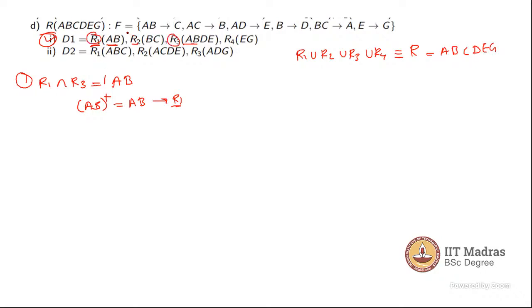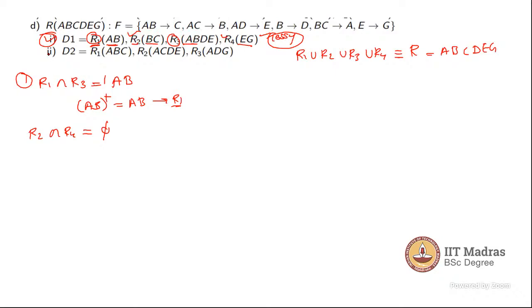Now you have to check for this remaining combination, that is R2 and R4. Now R2 intersection R4. Is there any common attribute between them? No. So our second condition is not satisfied. So basically it is an empty set, right? So this decomposition is lossy decomposition. You can take R1 and R2, R1 and R3, R1 and R4, any combination you can try.